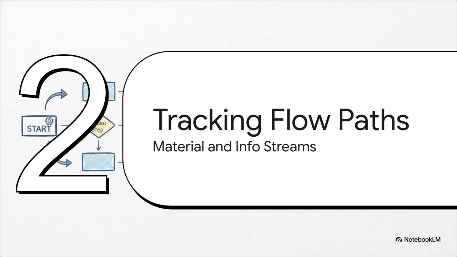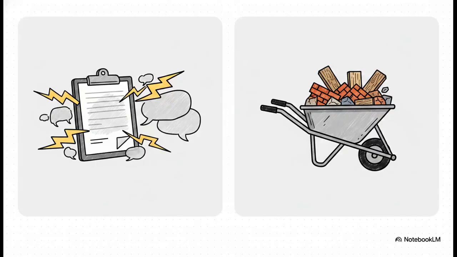Which brings us right to section 3, tracking material and information, and how we document those flow paths. When you're out there observing, it's totally crucial to contrast these two different flows. First, you've got information flow. This is the administrative nervous system of your project. How are orders placed? How are schedules communicated upstream to suppliers and downstream to the crews? We map this to find communication bottlenecks.